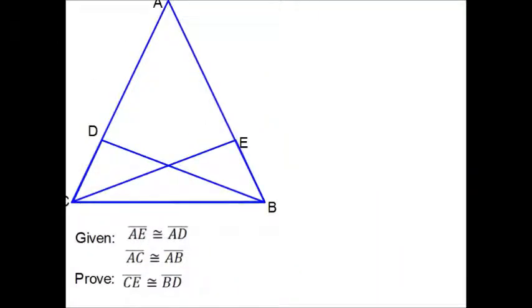Okay, here's our next proof. We're given that segment AE is congruent to segment AD, and segment AC is congruent to segment AB. I'm trying to prove that CE is congruent to BD. Now, I want you to take a second, press pause, and think about what we have. Let's see what we can do with the information that we know.